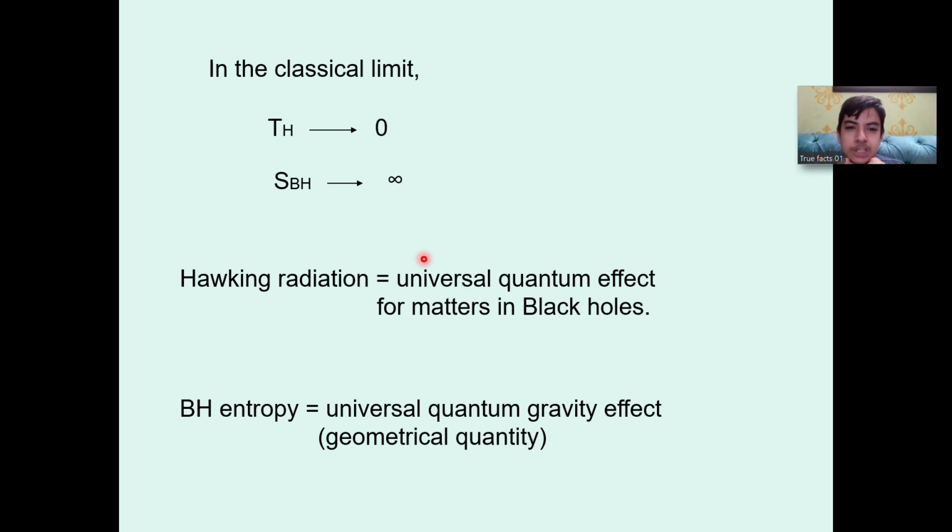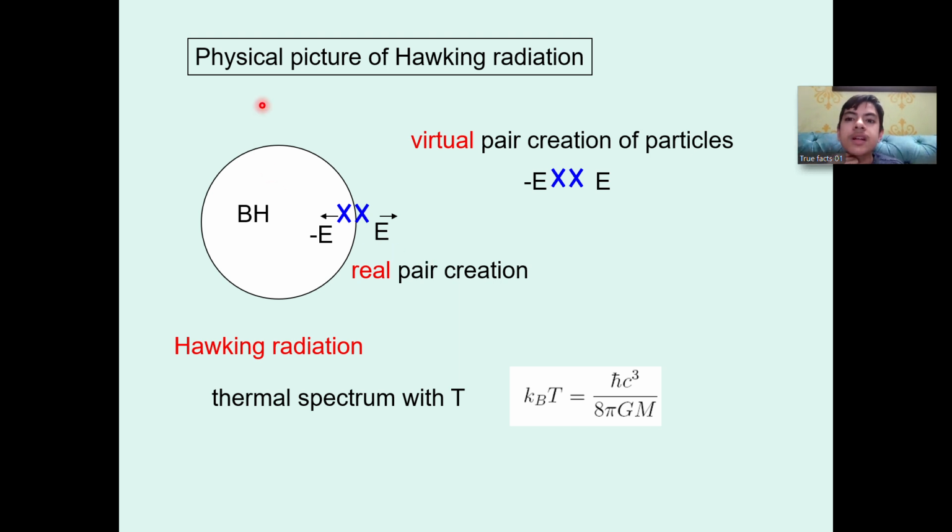And now we have Hawking radiation, a universal quantum effect for matter and black holes. I've explained all of this, the universal quantum gravity effect, a geometrical quantity. Then we have the physical picture of Hawking radiation, where we see the virtual pair creation of particles. This is negative E, that is E, and the other is the real pair creation. This is the virtual pair creation in the black hole. So the thermal spectrum with T is mentioned over here: k_B T equals h bar c cubed over 8 pi G M.